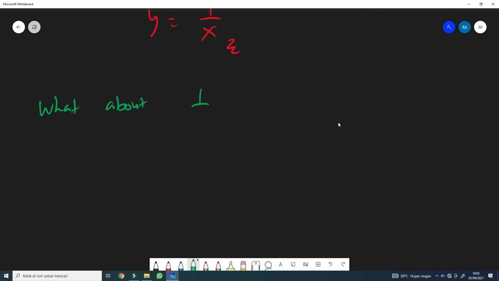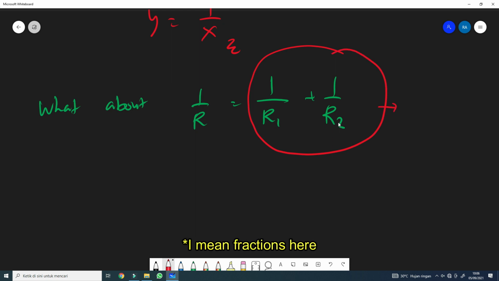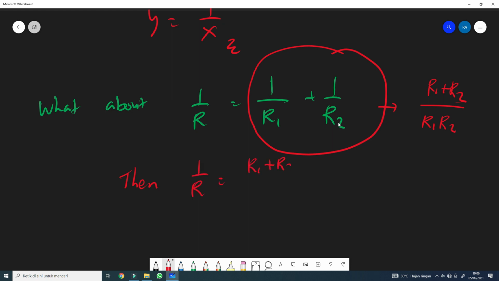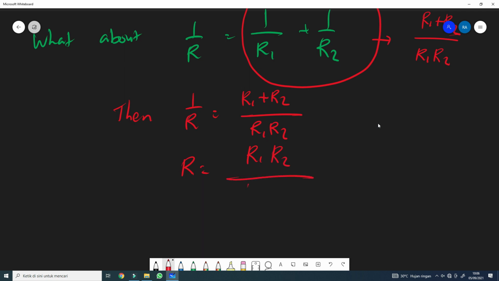What about 1 over r equals 1 over r1 plus 1 over r2? First, we finish this side by using the fraction equation and get r1 plus r2 over r1 times r2. Then 1 over r equals r1 plus r2 over r1 times r2. To get r, it will equal r1 times r2 over r1 plus r2.